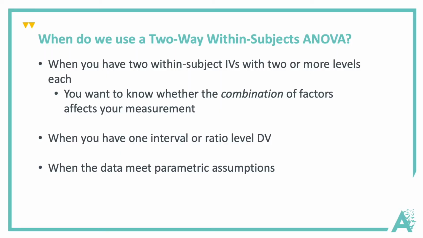A two-way within-subjects ANOVA is probably the best choice if you have two independent variables with two or more levels. Both of the variables are within subjects. You want to know how the combination of variables affects the same participants. The dependent variable is an interval or ratio measurement. The data should also meet parametric assumptions such as normality, no influential outliers, and sphericity if applicable.